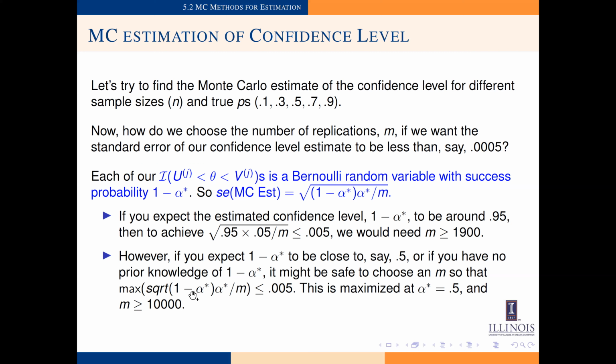And you'll find that this standard error estimate is maximized when alpha star is equal to 0.5, so when your true confidence level is around 0.5, and the corresponding M value needs to be greater than 10,000. So let's be conservative for our current simulation studies, and we will use this one. So we will use M equal to 10,000.